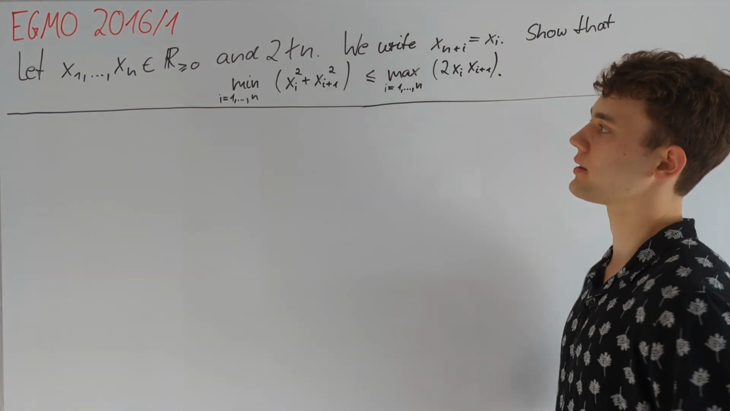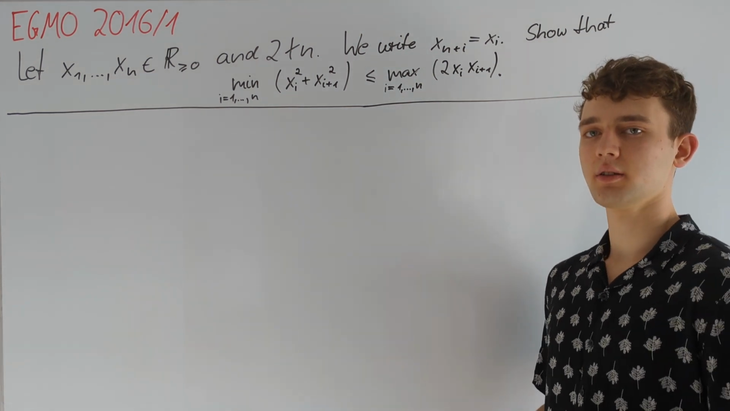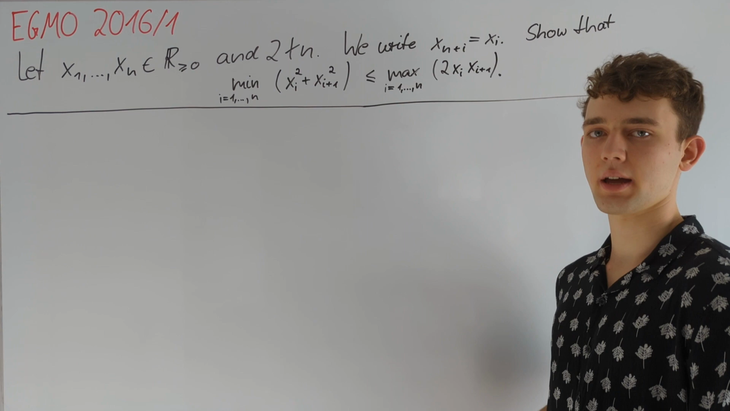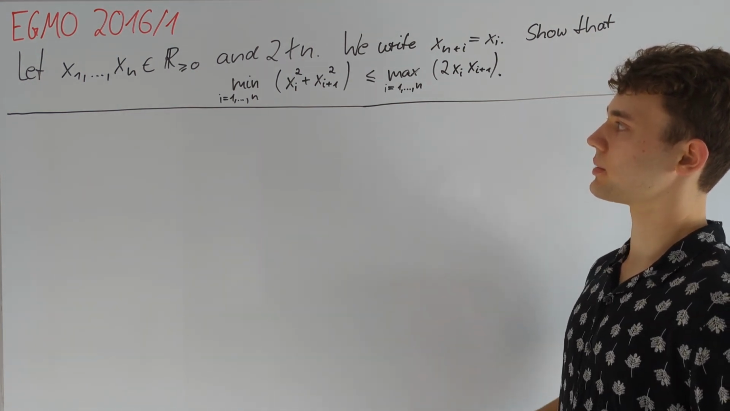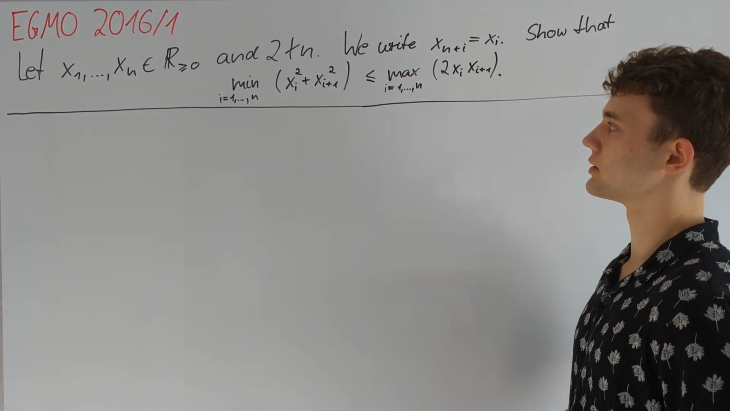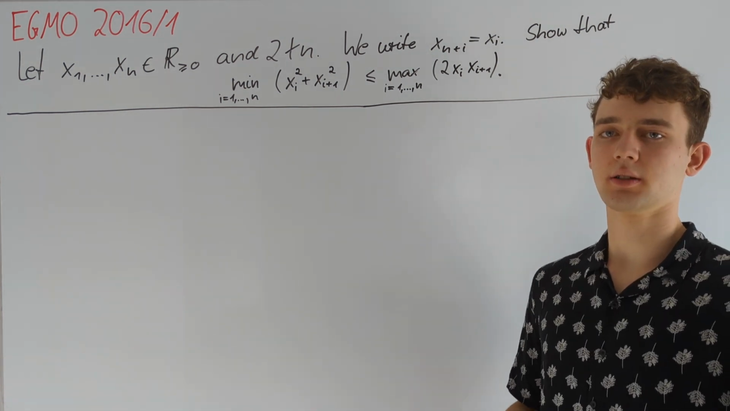If we can find indices i and j such that both x_i and x_{i+1} are less than or equal to both x_j and x_{j+1}, then of course x_i² + x_{i+1}² is going to be less than or equal to 2 times x_j x_{j+1} anyways.